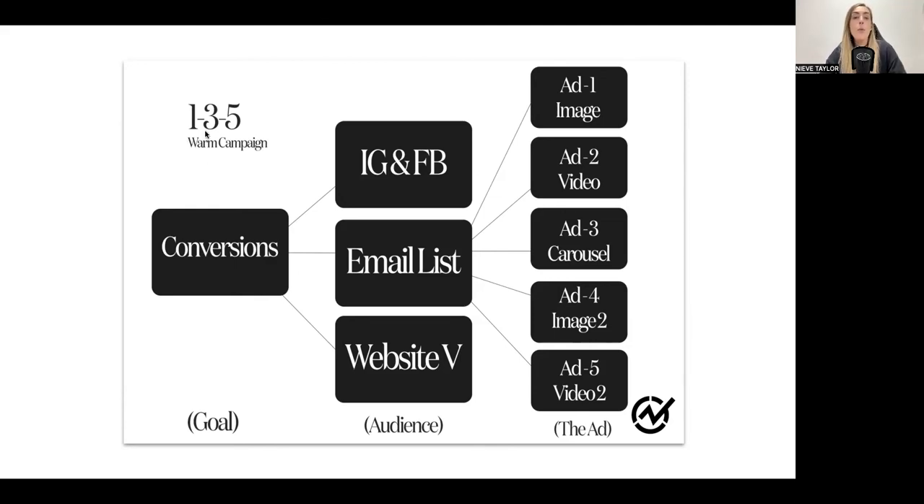Now, when I say a 1-3-5 campaign, that doesn't mean that there's only 5 ads. What is actually going to happen is you're going to have 15 ads to start with, because you would have 5 ads coming from this ad set of your email list. You would also have 5 ads coming out to your Instagram and Facebook audience. And then you would have 5 ads going out to your website visitors, your website visitor audience as well. So it would actually be 1, 3.